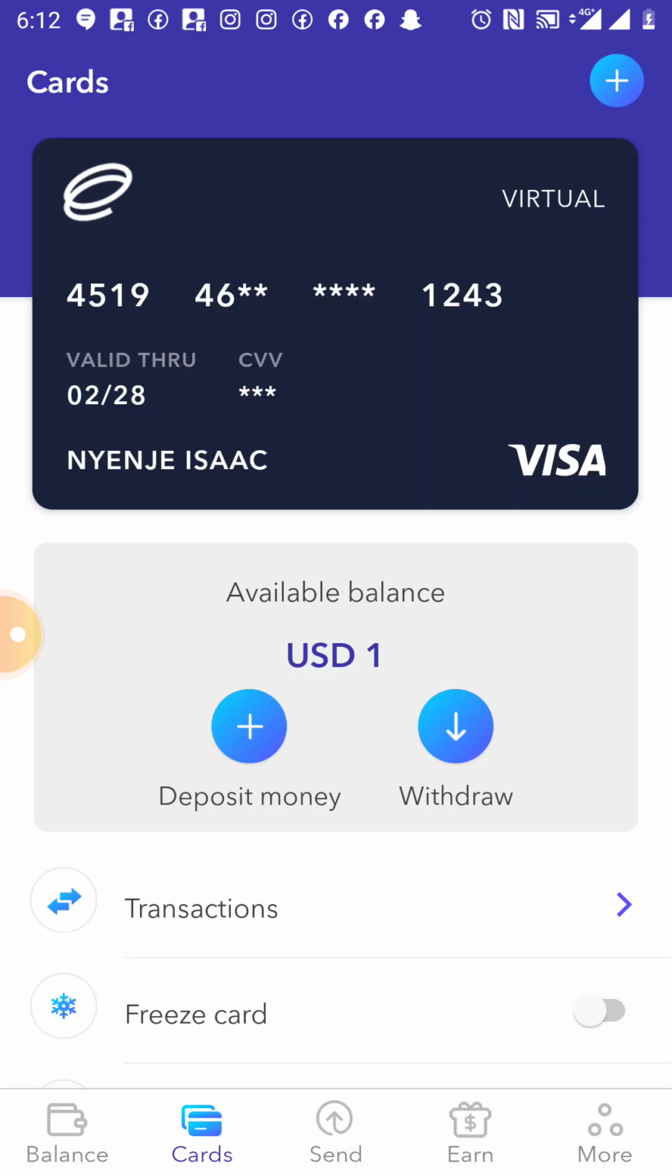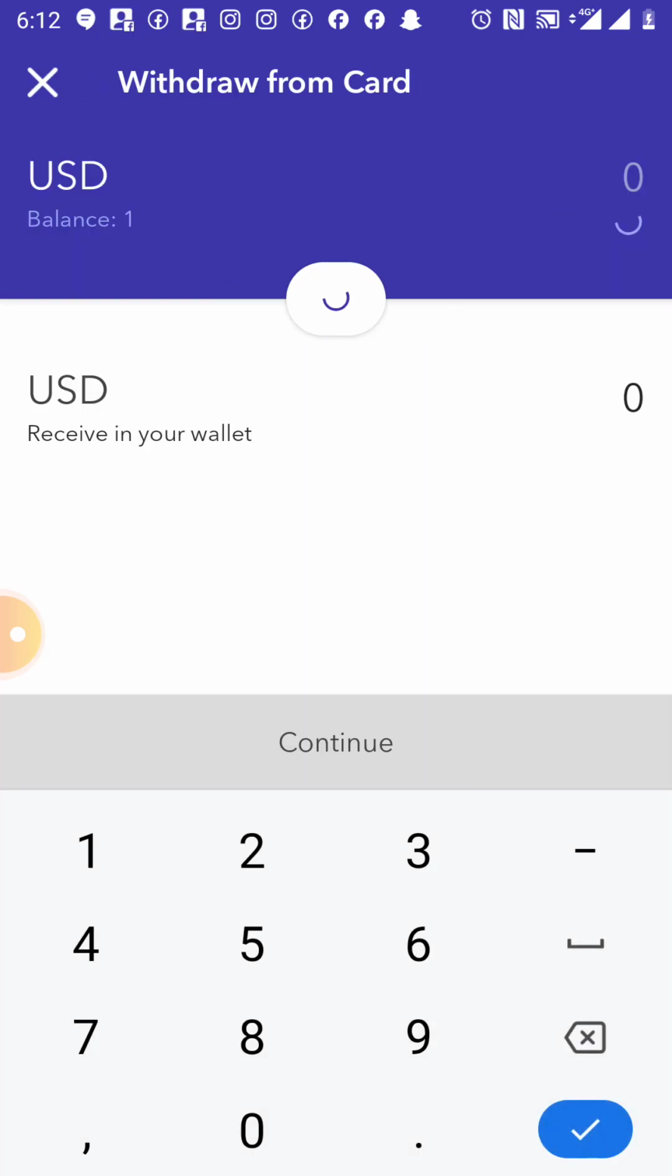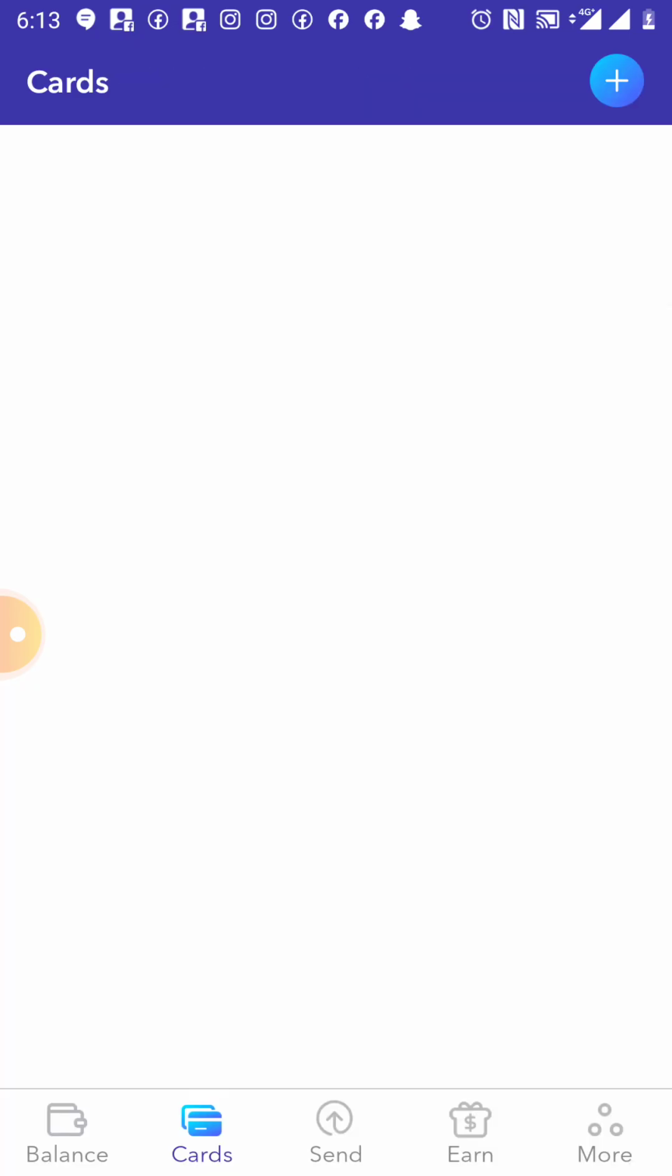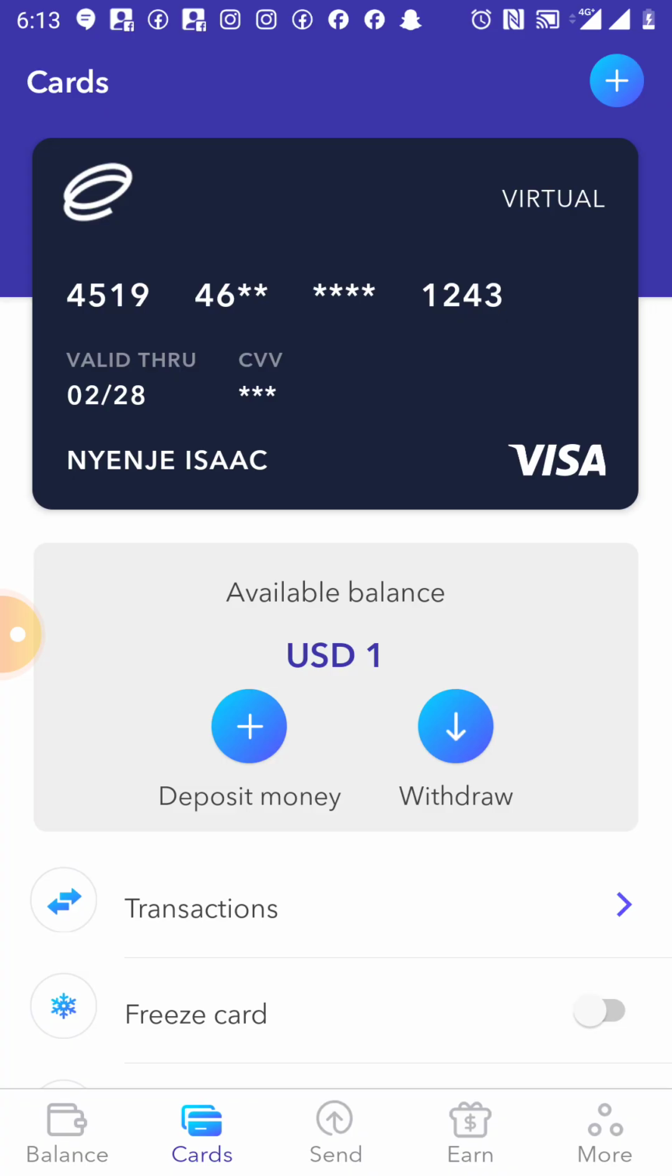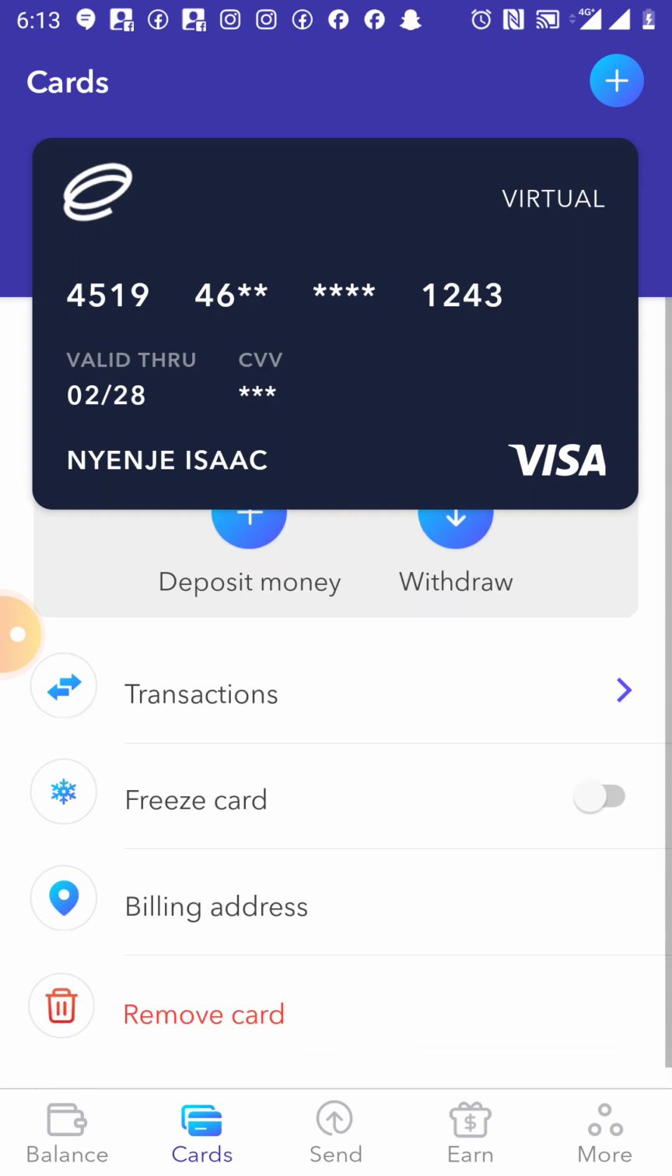Then when it comes to withdrawing, are you seeing? You click this arrow that is basically pointing down. With that you can withdraw. I have $1 as the balance. So then I have this, that is when I'm withdrawing, and the amount they will be charging me for a withdraw. So let me come back this side and try to do this.